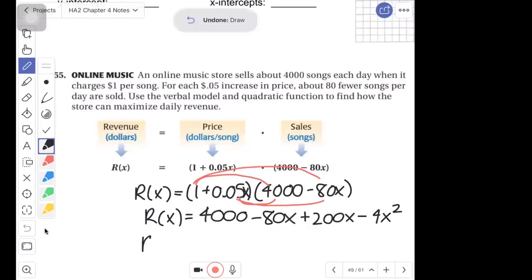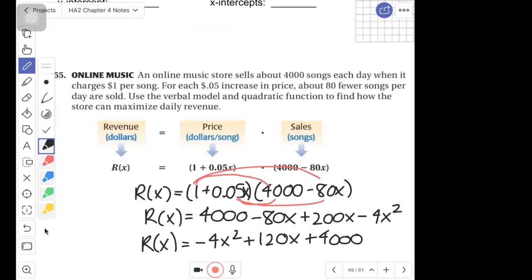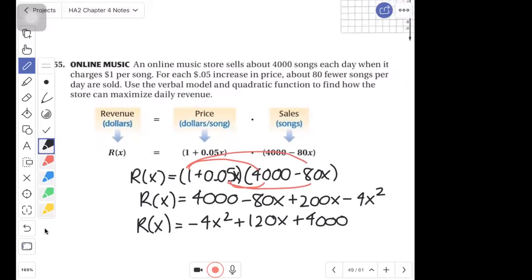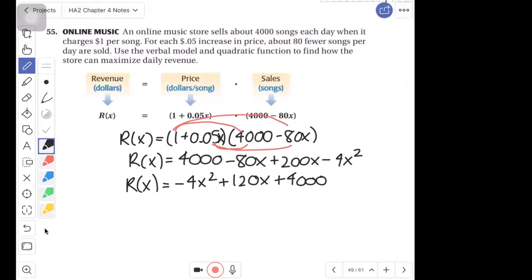And I'm going to just rewrite it with the powers descending. So I'm going to put my greatest power first, which is that negative 4x squared. I'm going to combine that 200x and negative 80x, which is plus 120x. And then we still have that plus 4,000. So this is our quadratic function that represents how much their revenue is. So they want us to find how the store can maximize their daily revenue.